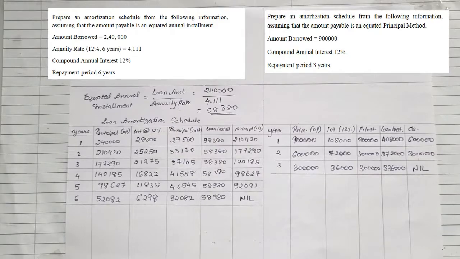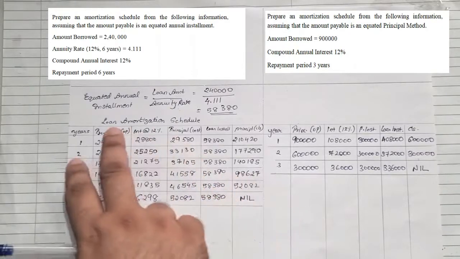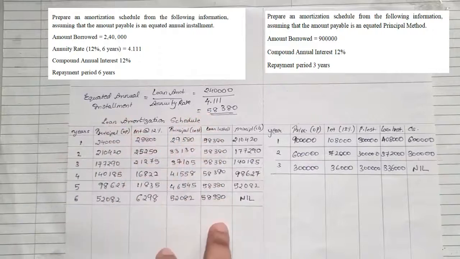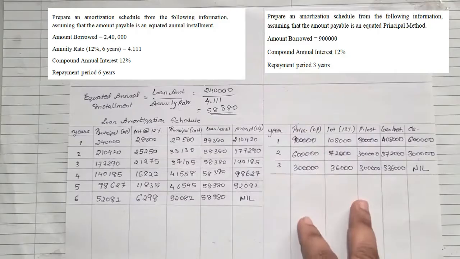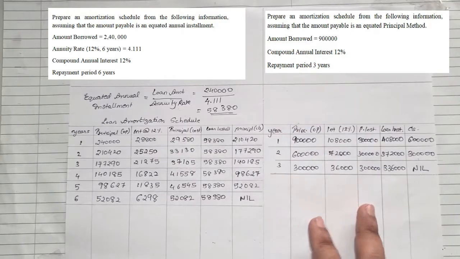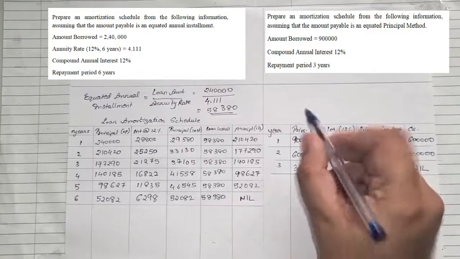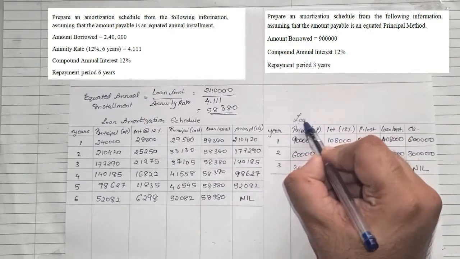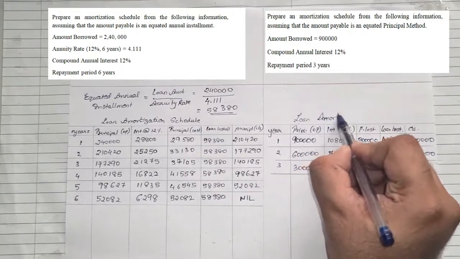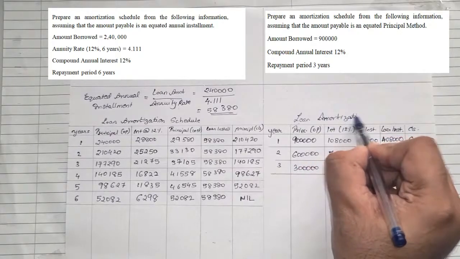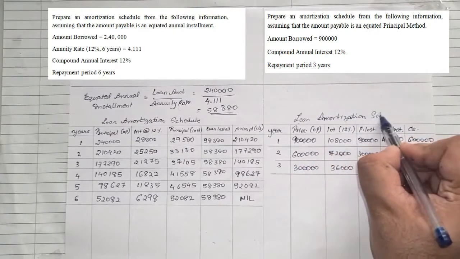Okay, so this was the second type of variation. So one where they asked you to find based on equal installment, equated annual installment, and here they told you the principal should be equal. Okay, so these are the first two types of sum that we have done based on loan amortization. I'll just note down the heading here. This is also loan amortization schedule.